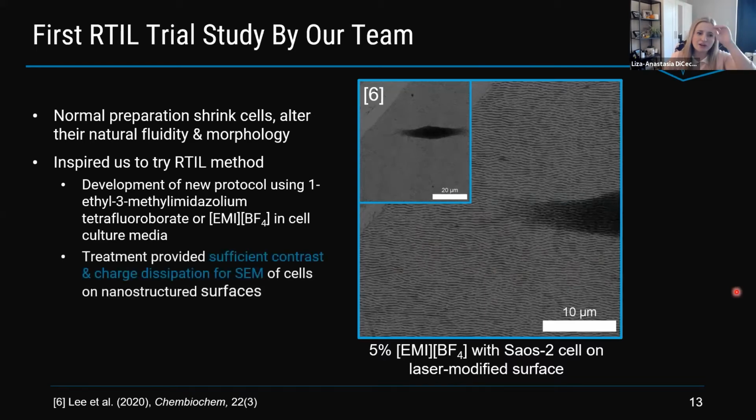He showed this in backscatter mode here, and he's showing that you're able to get sufficient contrast and charge dissipation for SEM of the cells on these nanostructured surfaces. And again, these are unfixed, fully hydrated cells.